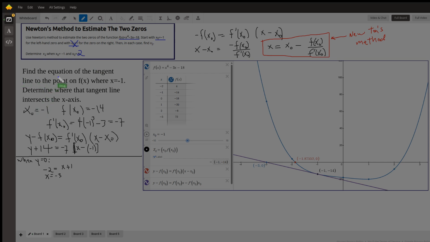We're going to find the equation of the tangent line to the point on f of x where x equals -1. That's for the first root on the left, which is this -1.87552 approximately. And then we're going to find out where that tangent line intersects the x-axis. So x sub 0 equals -1. F of x sub 0 is -14. That's this point right here.